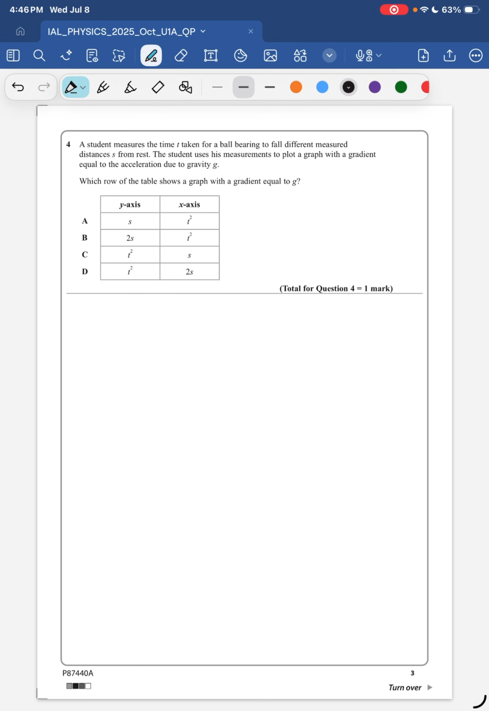A student measures the time t taken for a ball bearing to fall different measured distances s from rest. The student uses his measurements to plot a graph with a gradient equal to the acceleration due to gravity g. Which row of the table shows a graph with a gradient equal to g? Okay, so you have a ball bearing that falls in free fall, with no air resistance and stuff like that. Do they specify that? They don't, but we assume that it's not there.